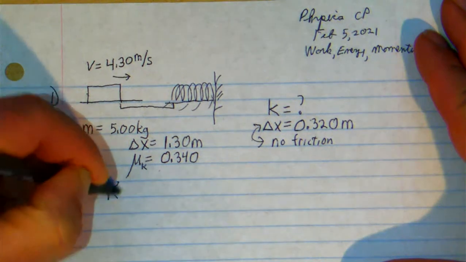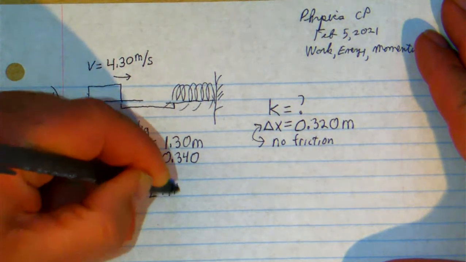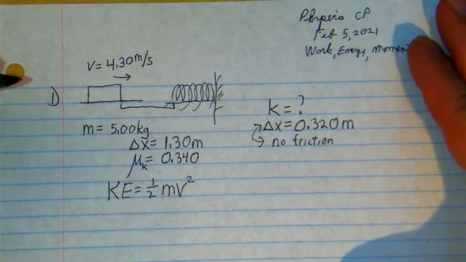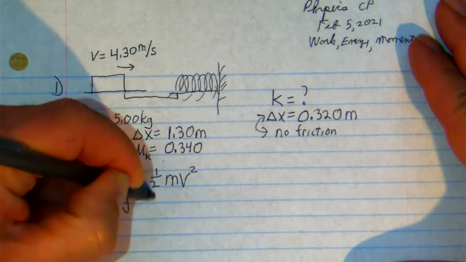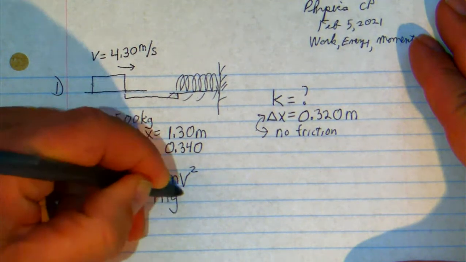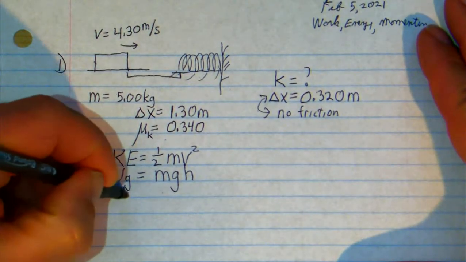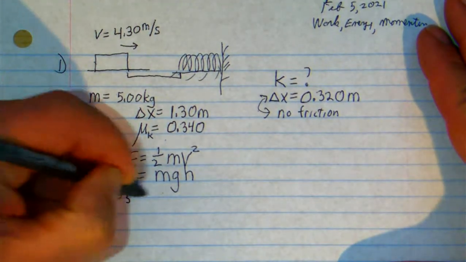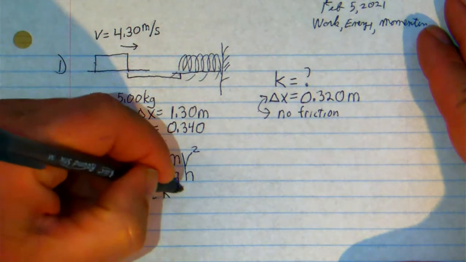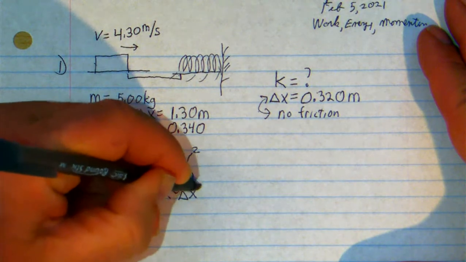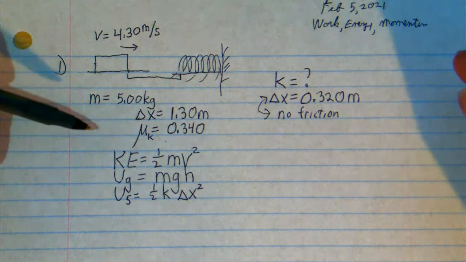So kinetic energy is given by the formula 1/2 times mass times velocity squared. Gravitational potential energy is mass times gravity times height. Spring potential energy is 1/2 times k, the spring constant, times delta x squared. I'll write it this way: the distance that the spring is compressed or stretched.